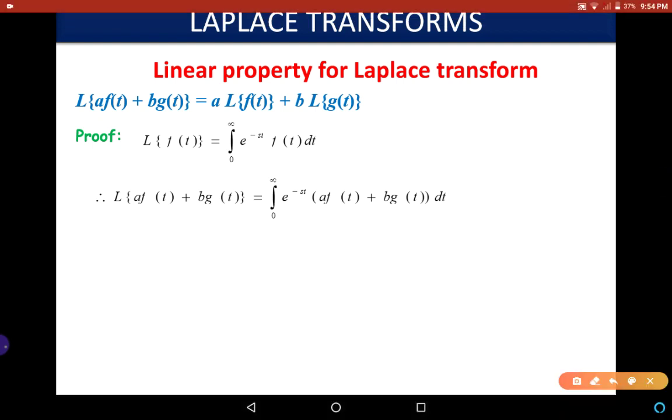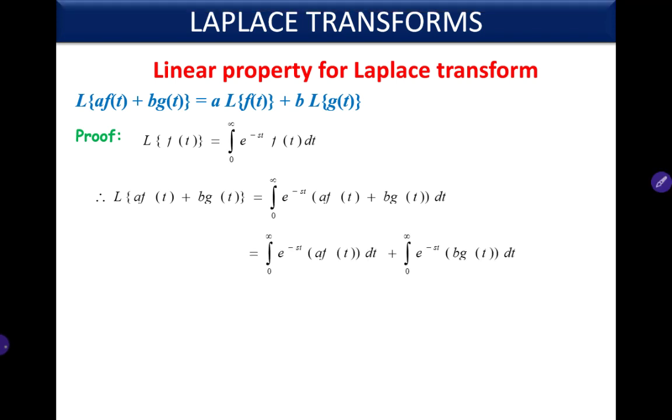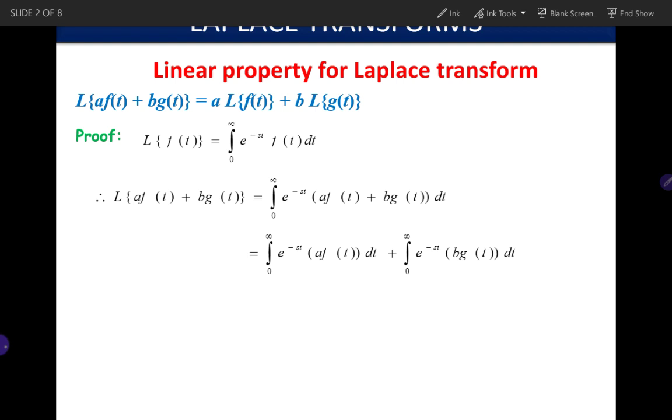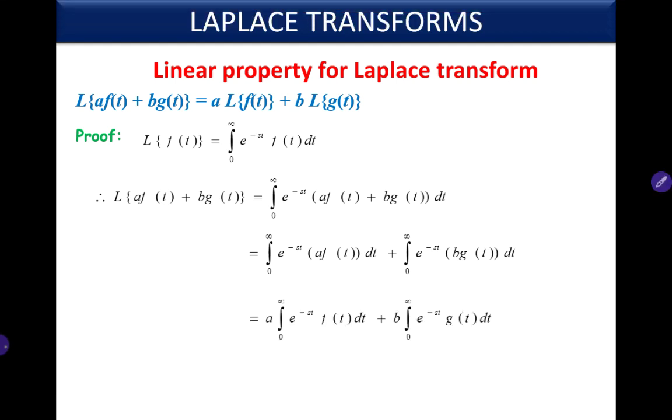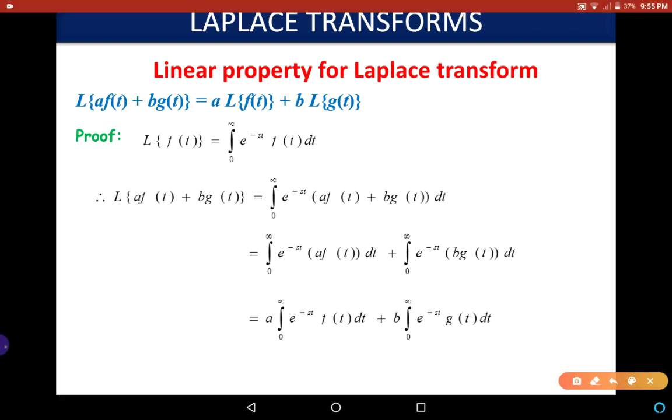Now if you multiply e power minus st with a into f of t and b into g of t, we get integral 0 to infinity e power minus st into a into f of t dt plus integral 0 to infinity e power minus st b into g of t dt. Now we can take out a outside because a is a constant, and similarly in the second integral b is constant, so we can take b outside the integral. Then we get a times integral 0 to infinity e power minus st into f of t dt plus b times integral 0 to infinity e power minus st into g of t dt.